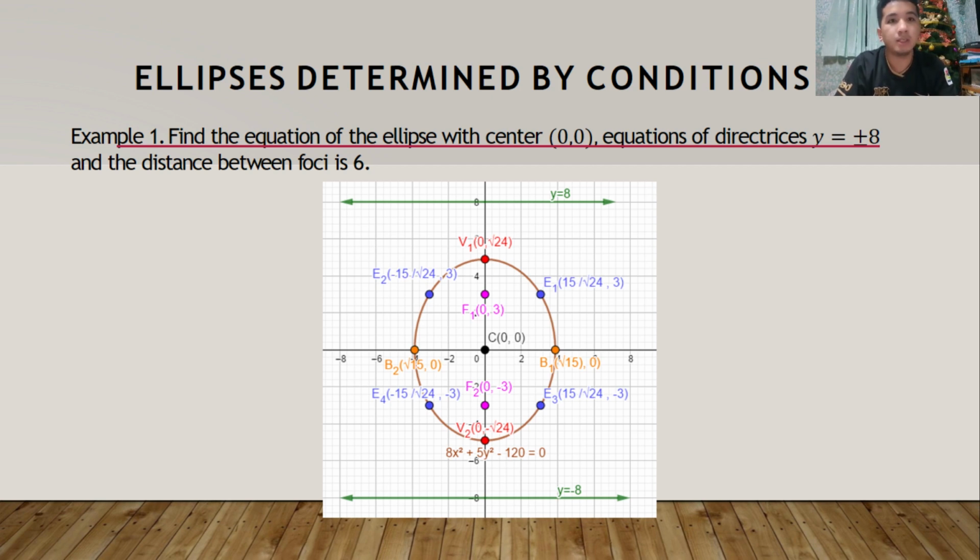Our F2 is (0, negative 3). Our B2 is (negative the square root of 15, 0). Our E4 is (negative 15 over square root of 24, negative 3). V2 is (0, negative the square root of 24). And that will be our final graph.